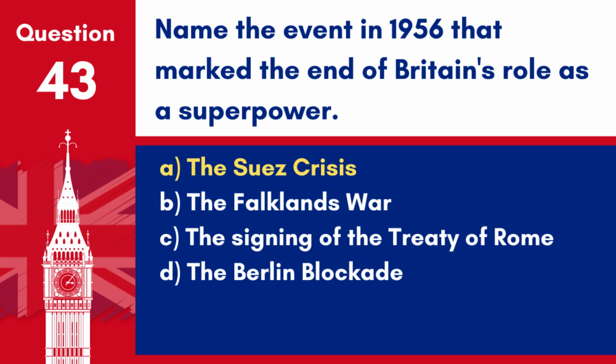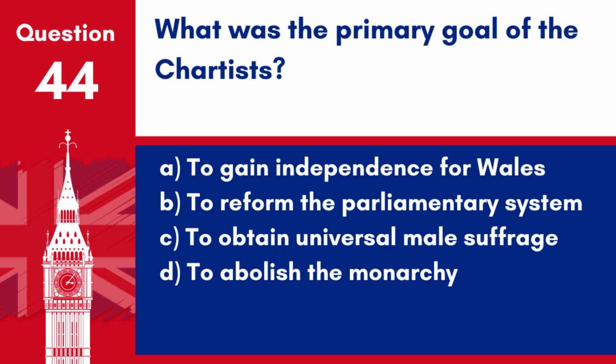Answer: A. The Suez Crisis. The Suez Crisis in 1956 marked the end of Britain's role as a superpower. Question 44. What was the primary goal of the Chartists? A. To gain independence for Wales. B. To reform the parliamentary system. C. To obtain universal male suffrage. D. To abolish the monarchy.